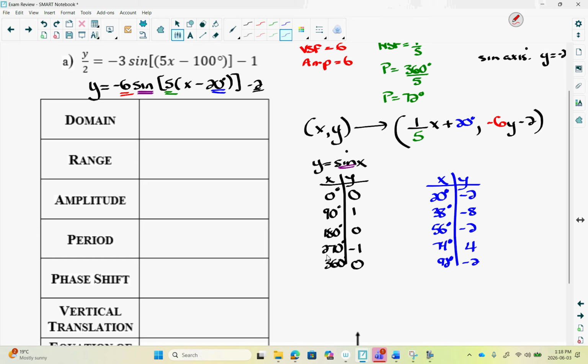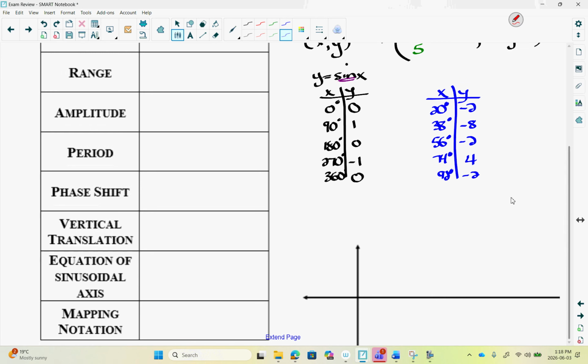Okay. You could just check this. You could go 270 divided by 5. That gives you 54, and then you add 20. There's your 74. 360 divided by 5. 72 plus 20, 92. When it comes to drawing, this is what I would do.